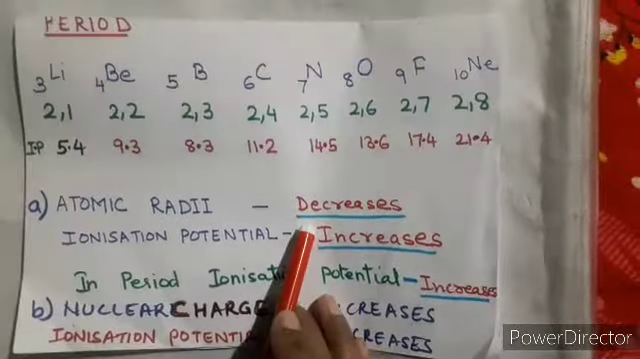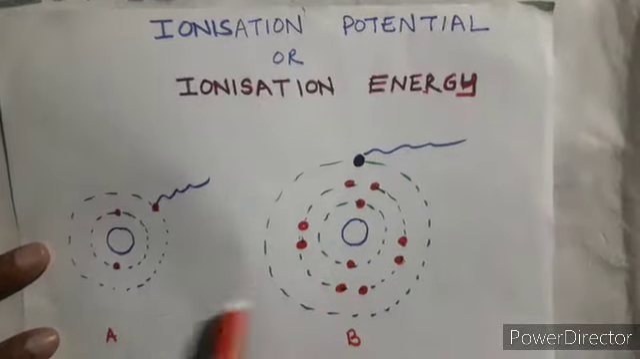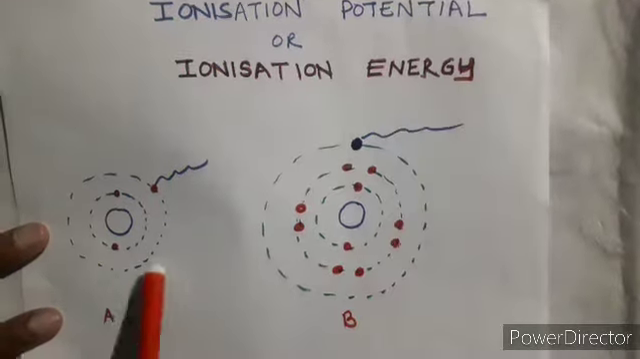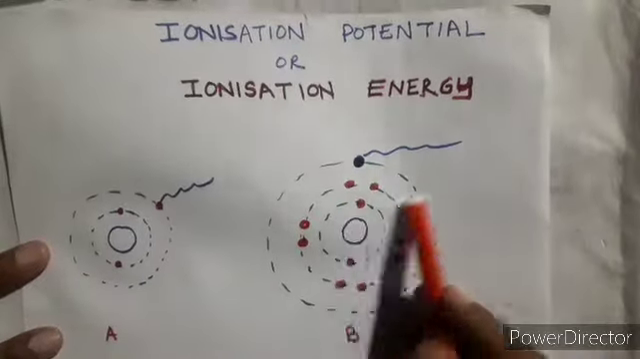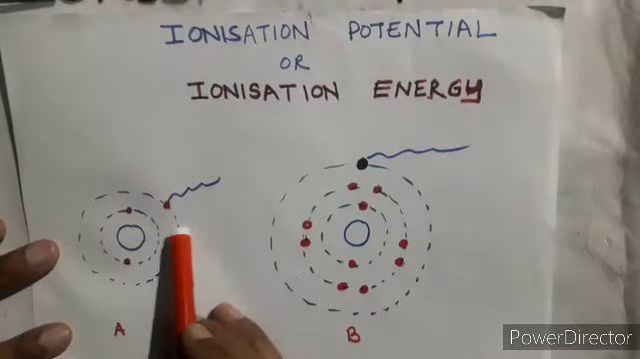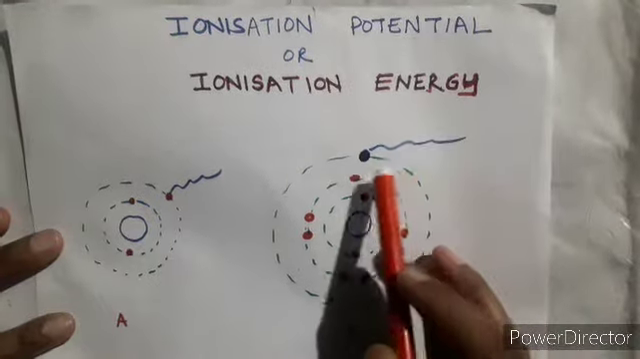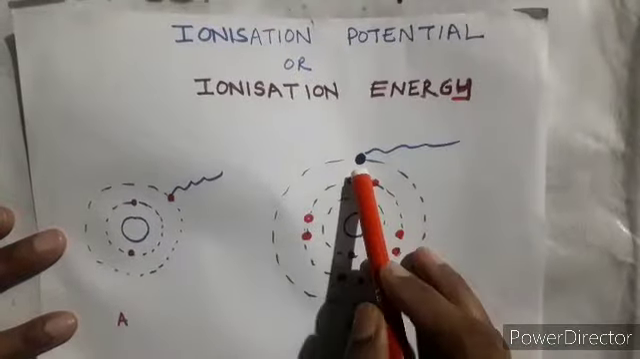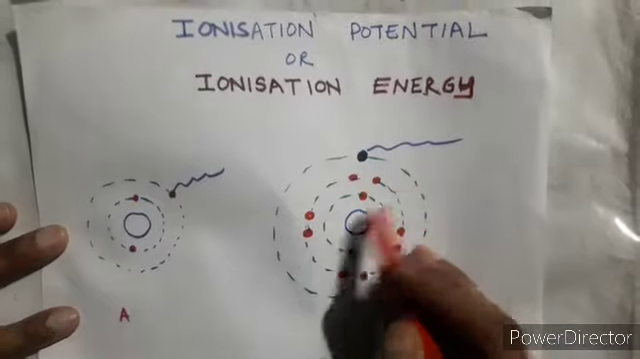Now why is this happening? I have made two structures for atoms, and by looking at the structures, you can see this particular atom has a bigger atomic size in comparison to A. Why? Because it has more shells, so atomic size is more, right? Over here on this side the number of shells is less, so atomic size is less. Now if you want to remove these electrons from the outermost orbit, you have to supply a certain ionization energy. Over here the distance is more, so the attraction of the nucleus, which is always pulling these electrons towards itself, is less, right?